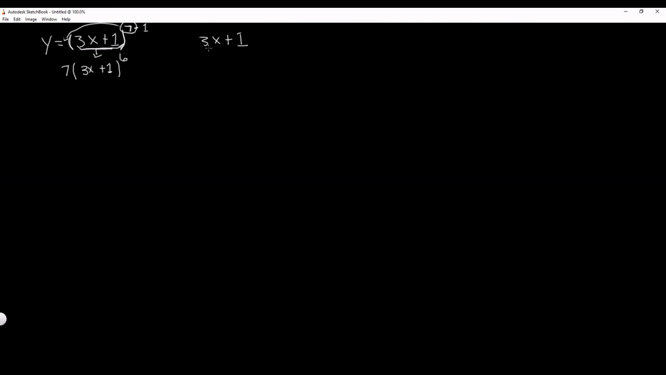So the derivative here is just 3 because 3 times any variable to the power of 1 is just the constant, and the derivative of any constant is 0. So the derivative of 3x plus 1 is 3. So multiplied by 3. And then we can simplify this. We can say 7 times 3 is 21 times 3x plus 1 to the 6th power. And that is the answer to this problem.